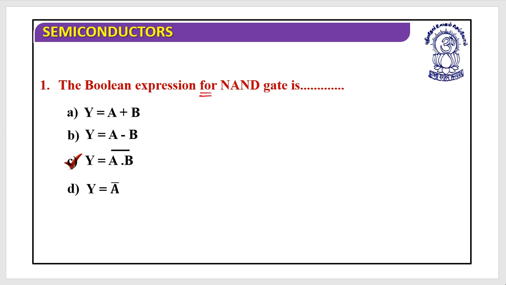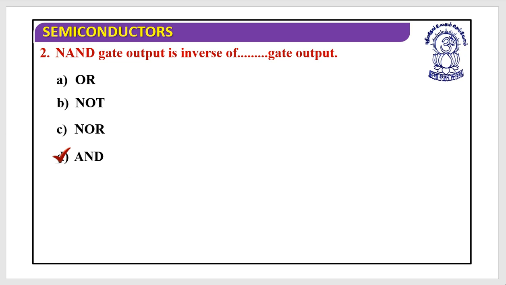So the Boolean expression for the NAND gate is y is equal to A B whole bar. Next, NAND gate output is inverse of blank gate output. Yes, NAND gate output is inverse of the AND gate output. So this was all about the NAND gate and NOR gate.